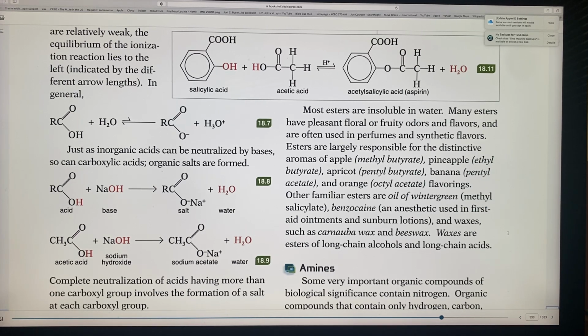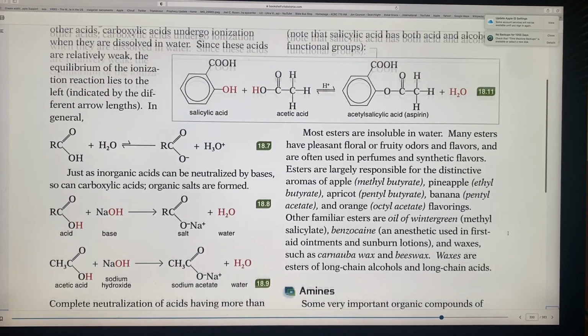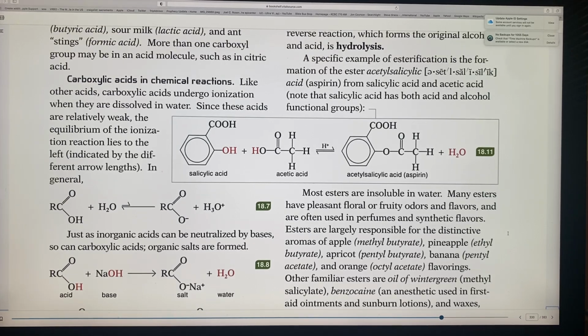And then there's also waxes. Esters can be like carnauba wax and beeswax. So waxes are esters of very long chain alcohols. So they combine with the alcohol. So here we have pictures of it.